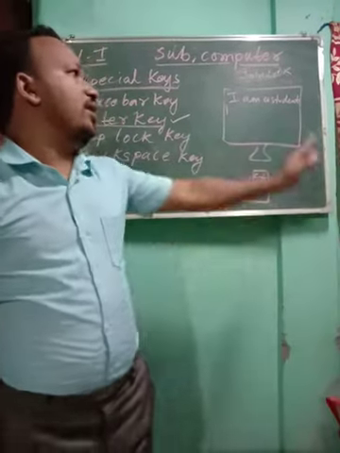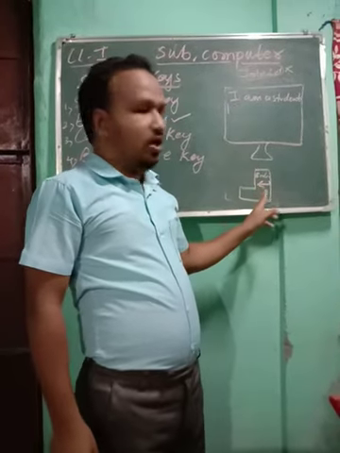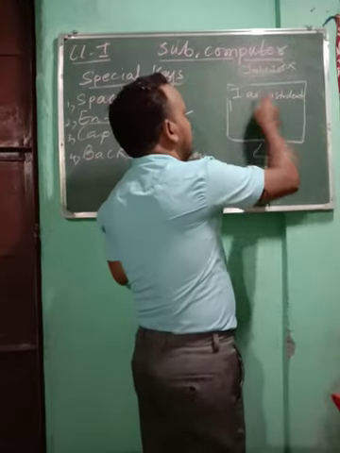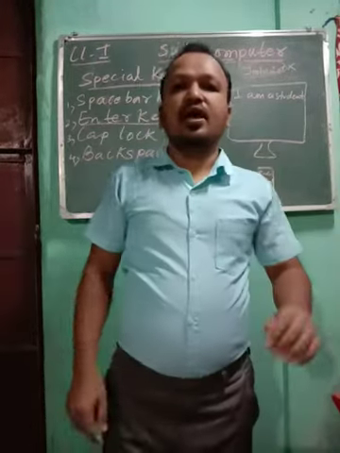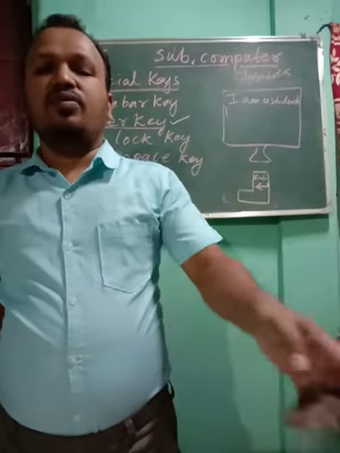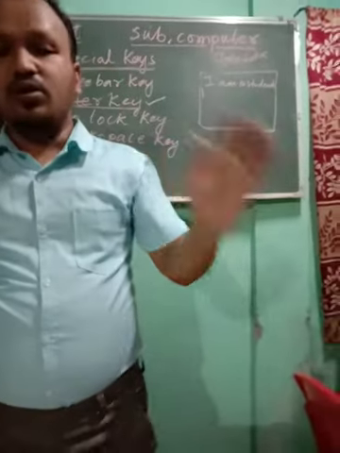So you see, if one line is over, now you want to go to the next line. So you have to press which key? You have to press enter key. So when you press the enter key, automatically you will go to the next line. So in this way, in a computer, we can go to the next line.